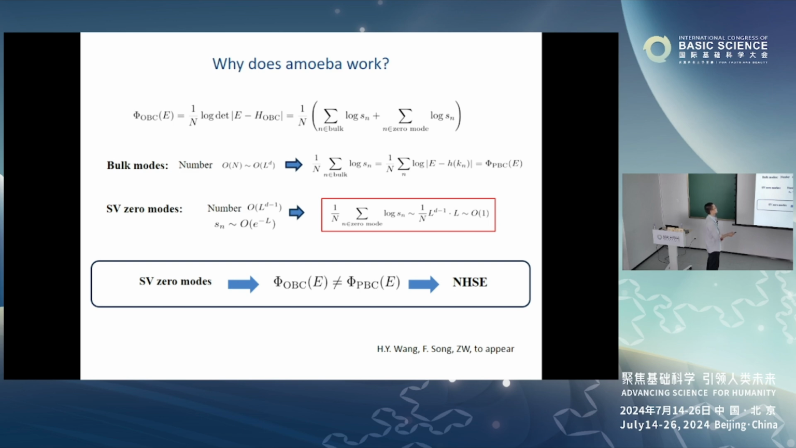The Bloch contribution is insensitive to the boundary conditions, but the zero mode contribution can be written in this way. The interesting thing is that it is in general a non-vanishing contribution. This is because the zero mode has this exponential form function, so after taking the logarithm, it gives us an L factor. The number of the modes is proportional to the area of the boundary, so it is L to the D minus 1. So the contribution is of order unity.